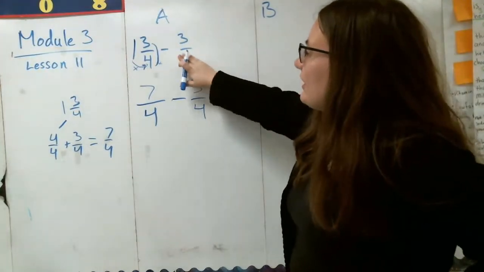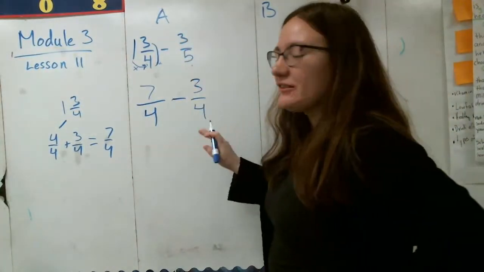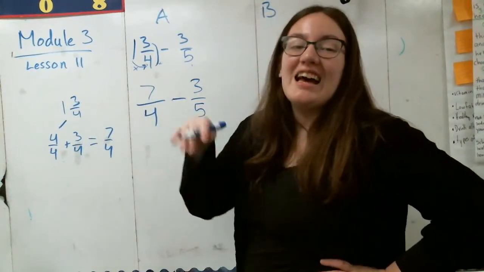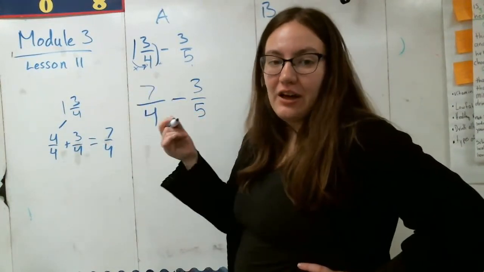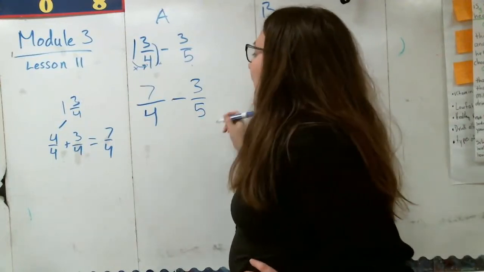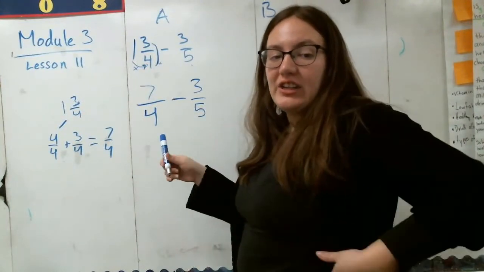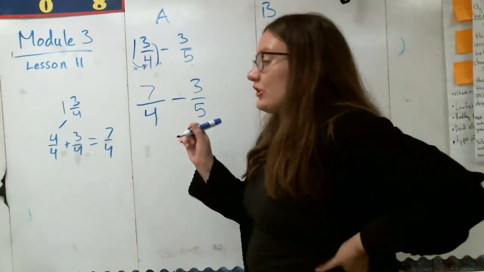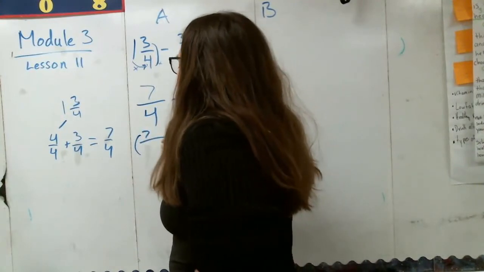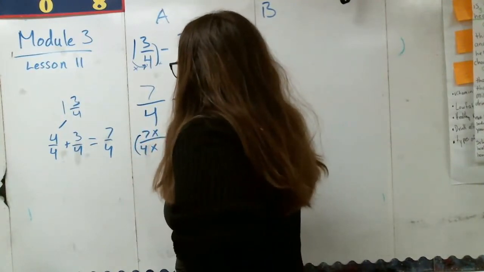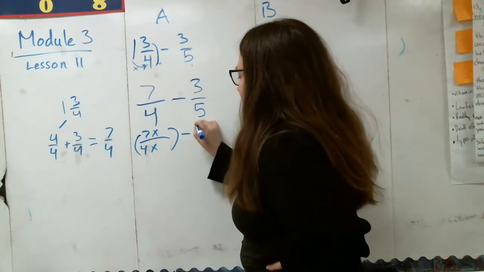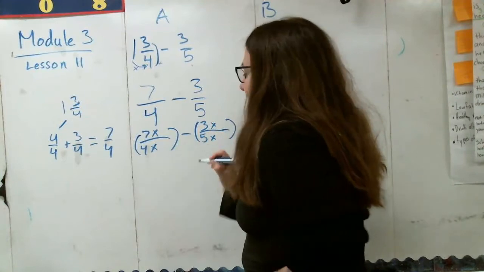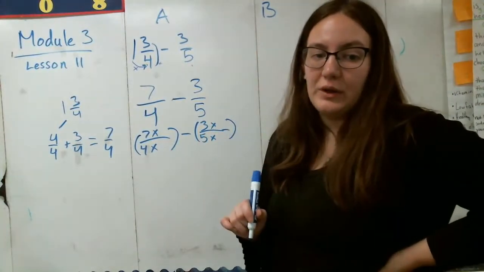So this should actually be fifths. So I cannot start solving my problem yet. For this problem, I have 7/4 minus 3/5. Now I need to find my LCM to help me solve this problem. Just using my number knowledge, I know that the smallest common multiple between these two would be 20. So I'm going to draw my parentheses out, and I'm going to multiply each of these fractions by the denominator on the other side, so that I can get a denominator of 20.